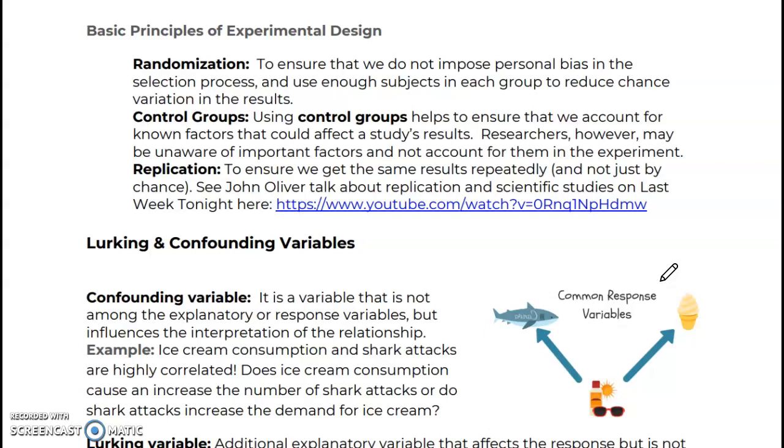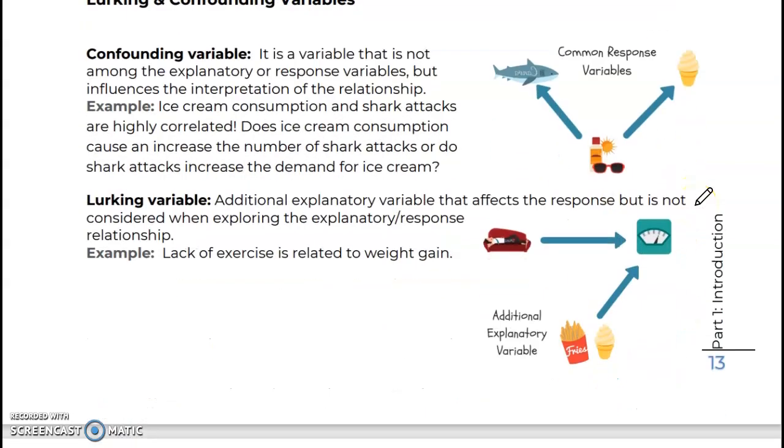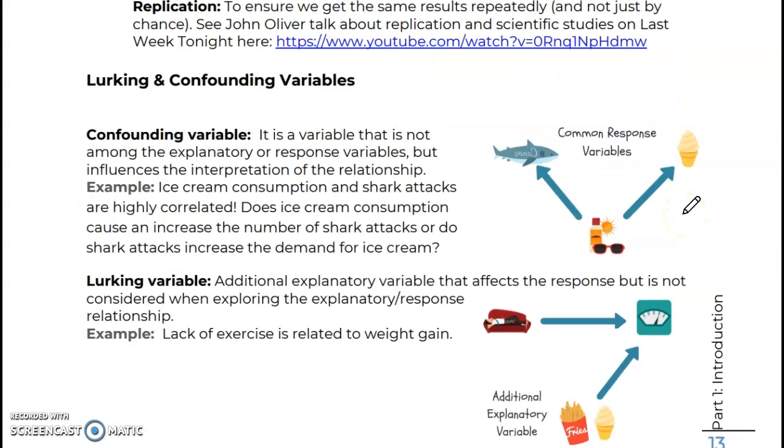We also should have a control group, which just serves as a baseline, as a comparison to make sure that we don't have a certain outcome even without a treatment. And then the last one is replication. This makes sure that we have enough experimental units in our study to make sure that we didn't just get a result by chance.